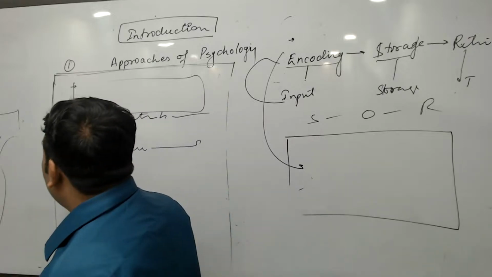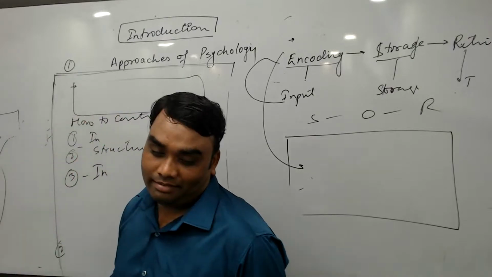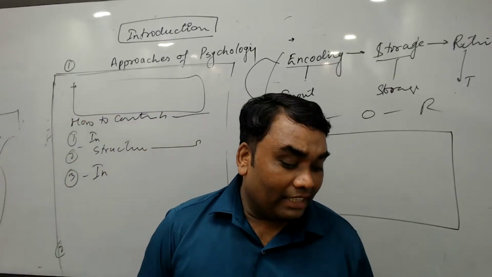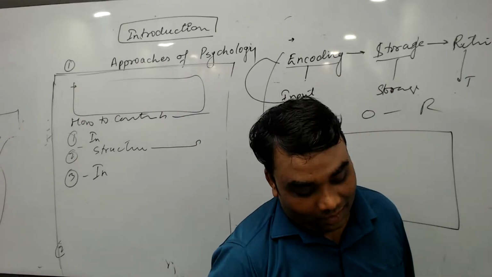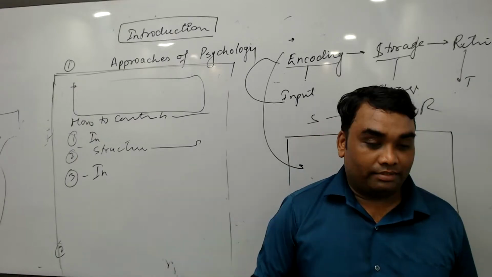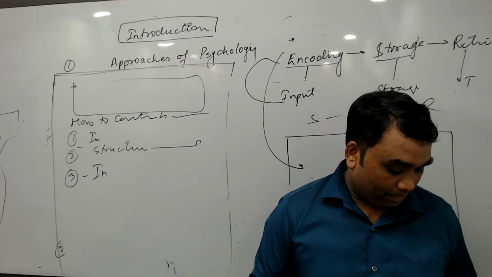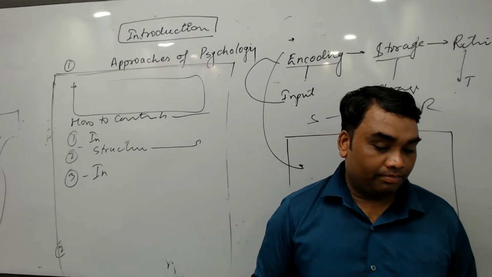Second, structuralists used a method called introspection. This method was later utilized by many other approaches of psychologists. So this was another success of this approach.